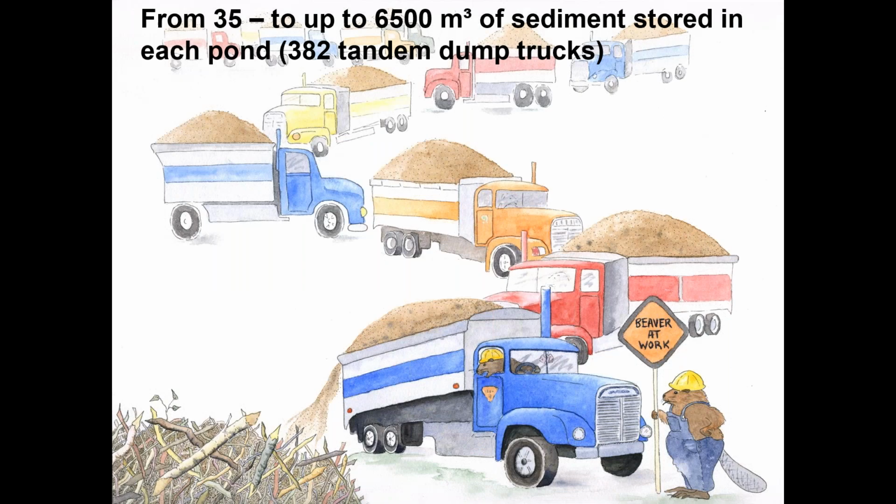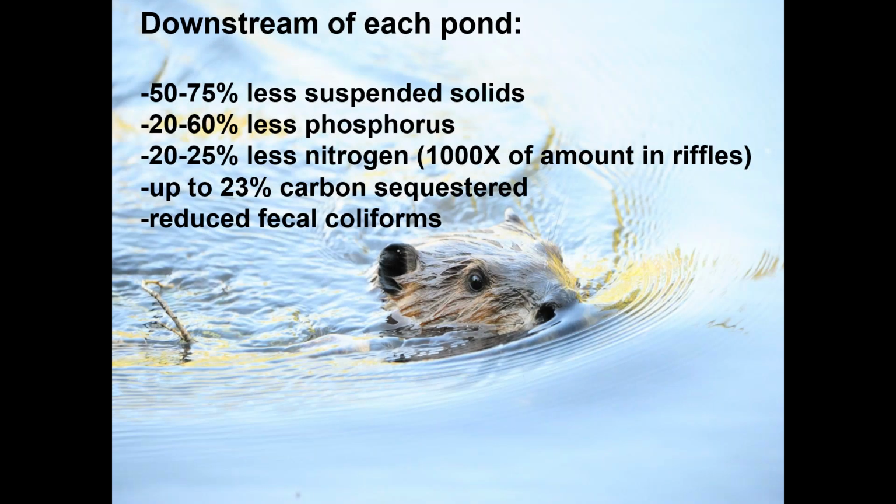That storage and trapping of material in the shorter term in a pond can amount to a lot of material. In some of the larger ponds that have been researched, that can amount to over 380 tandem dump trucks worth of sediment stored at a single pond. So the water storage capacity of materials is significant for water quality, not only removing solids and phosphorus and nitrogen, the nutrients that we are often concerned about, but also storing carbon and cleaning water from fecal coliforms.